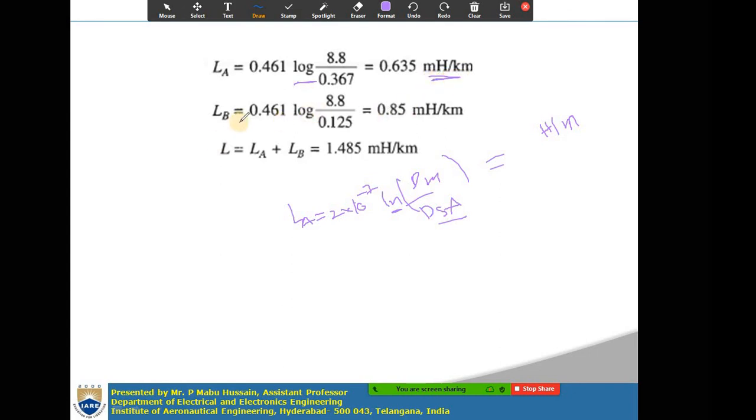In the similar way, LB is 2 into 10 power minus 7 ln DM by DSB. DSB value is different, DM value will be same for both, right. If you substitute those values here, you will get LB, which is 0.85 millihenries per kilometer. So, the complete inductance is the sum of these two, which is 1.485 millihenries per kilometer. So, like this you can calculate the inductance of composite conductor lines.